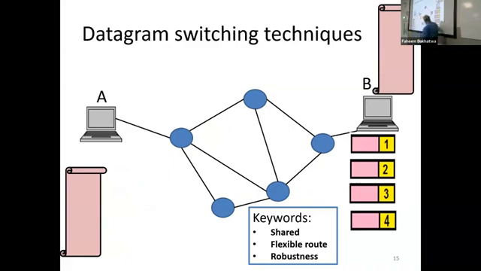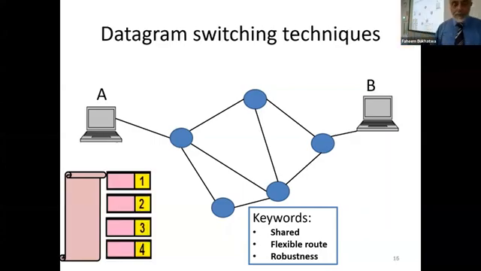Now, the links are shared. Route is flexible, and robustness. Anybody knows what the word robust means? The system will continue to work despite some breakdowns. So even if some links break down, it will continue to work. This is an important feature. We'll need it. It's called robust. So a robust system is a system that will continue to work even if parts of it stop working. So if while you're sending your data, this link breaks down, the datagram will switch to another link and will continue sending your message. This is called datagram switching technique.